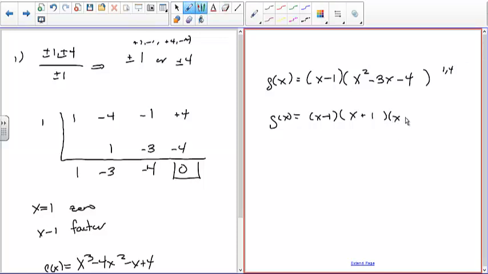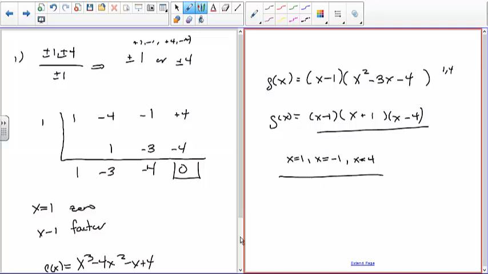So you'd have x - 4. So now it's completely factored. We already know one of the zeros, x equals 1. Then you have the next factor, x plus 1, which has a zero of x equals -1, and the factor x minus 4 has a zero of 4. So those are your zeros. These are your factors.